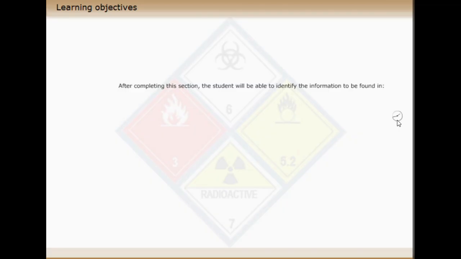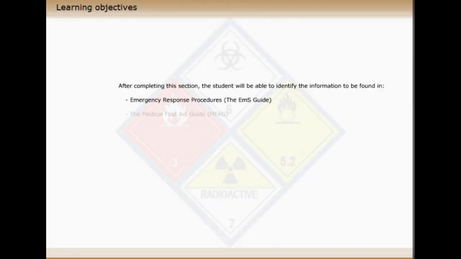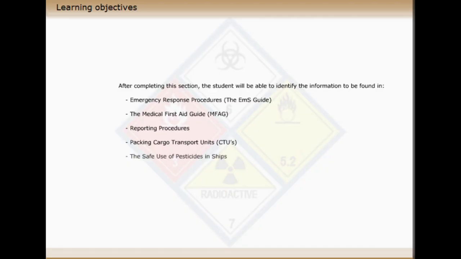On completing this section, the student will be able to identify the information to be found in the Emergency Response Procedures, the Medical First Aid Guide, Reporting Procedures, Packing Cargo Transport Units, the Safe Use of Pesticides in Ships, the Carriage of Nuclear Materials, and Appendix, Resolutions and Circulars.